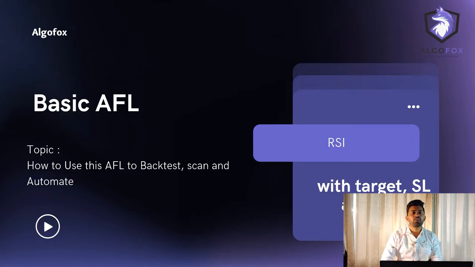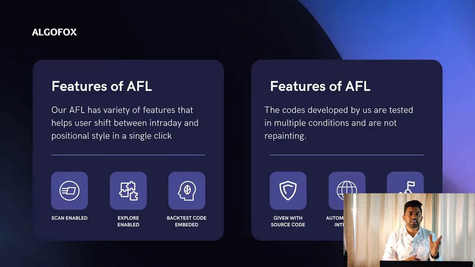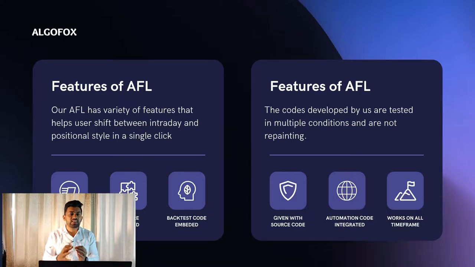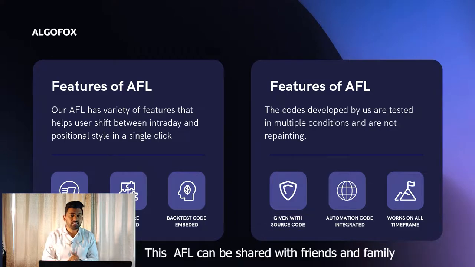In today's video, we're going to discuss an AFL called RSI. This AFL has one target and one stop loss, and it also has two modes, one for intraday trading, one for positional trading. Just like all other AFLs, this AFL that we have developed is also scan enabled, explore enabled, backtest enabled, and we also provide this AFL to you with source code. That means you can share this AFL with your friends and family.